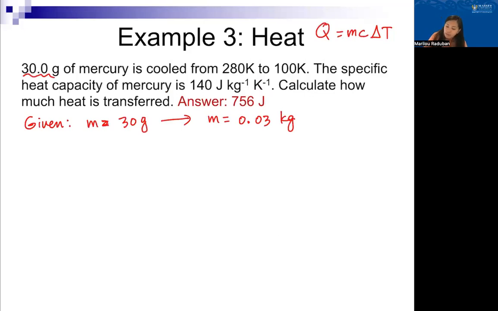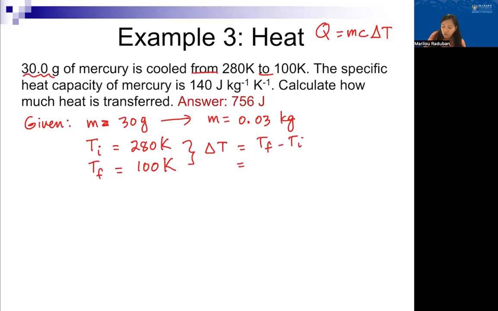Okay, it's cooled from 280 Kelvin to 100 Kelvin. So that means that's the initial temperature, T subscript I, 280 kelvins, meaning your final temperature, or T subscript F, is 100 kelvins. So from these two temperatures, you can get the change in temperature. Change in temperature, final minus the initial temperature, you'll have 280 minus 100, 180 Kelvin for the change in temperature.